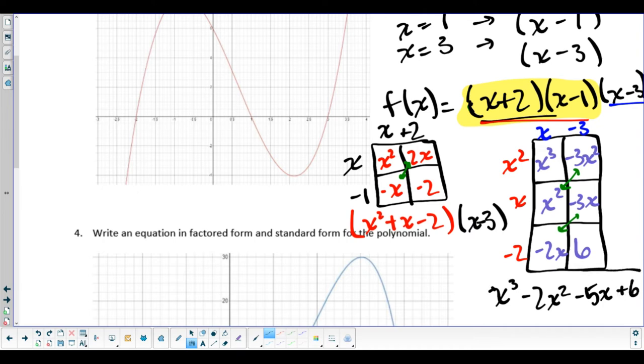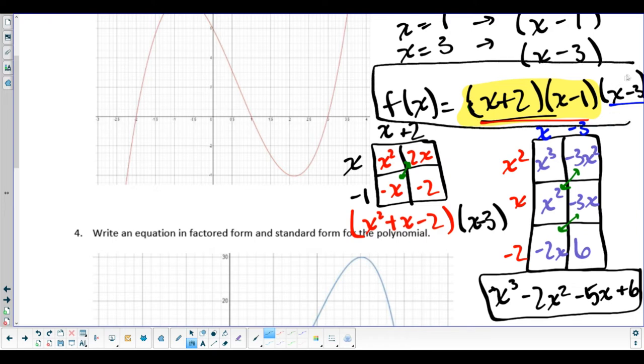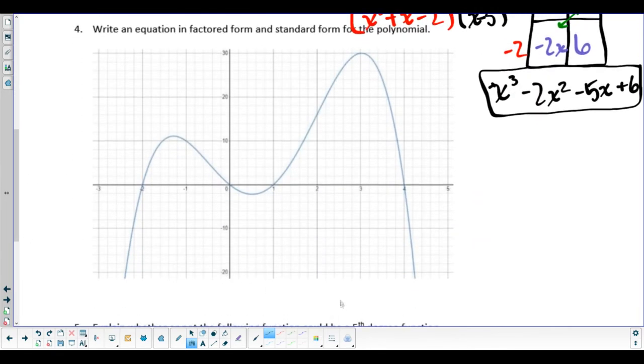And guess what? This answer right here is, in fact, the standard form version of this factored form version. So these are my two answers. This is the factored form, the first thing we figured out. And then to turn it into standard form, I just multiplied it out like this, and I end up with this cubic function. All right, I'm going to leave number four for you to do by yourself. I think you can figure this one out.